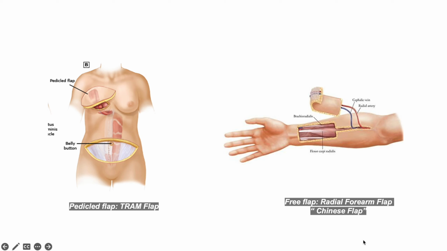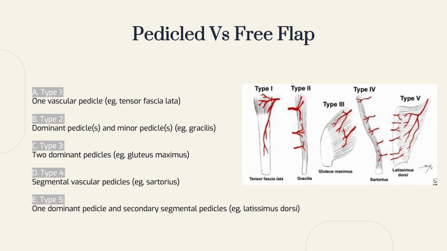As for the free flap, on the other hand, this is also known as the radial forearm flap or the Chinese flap. You're going to obtain the skin's subcutaneous tissue, radial artery, and sometimes even part of the radial muscle and also part of the radial bone. You're going to disconnect them from the donor site and you're going to use them to reconstruct your defect. So that's the main difference between pedicled and free flaps.